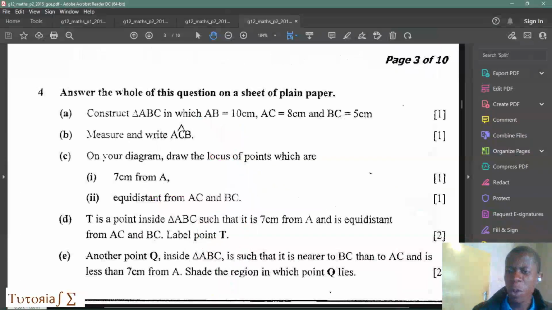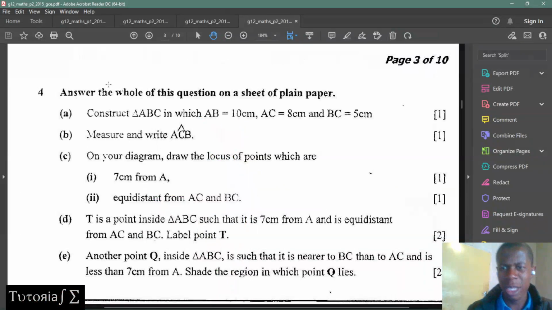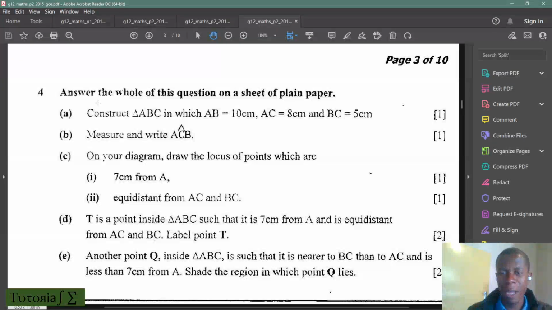Before we go, you can work out this paper and submit it to my email address as I promised, so that I can check it and give you feedback. So construct ABC. This should be the GCE paper, also 2015. So work out the problem. Let me see how you're going to do.